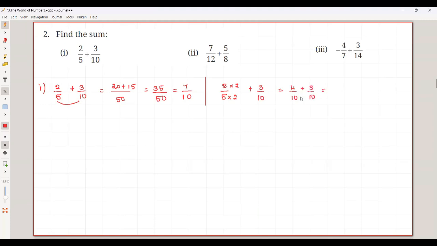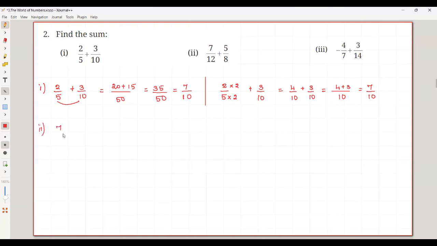So now both are having the same denominator. So keep the same denominator and add the numerator. Okay, 4 plus 3 is 7. So 7 by 10. So we have to make the same denominator. For that, I'm multiplying with 2 to the numerator and denominator. Right. Now, second question.